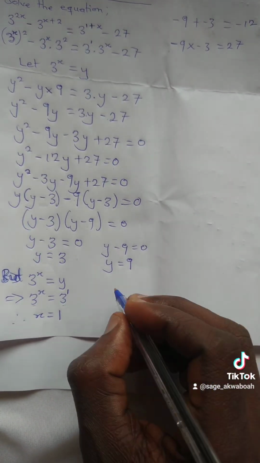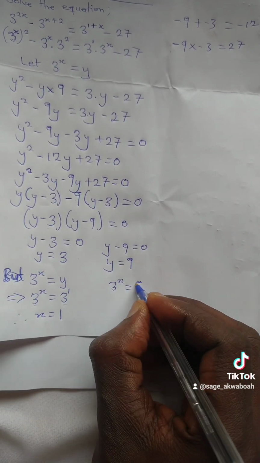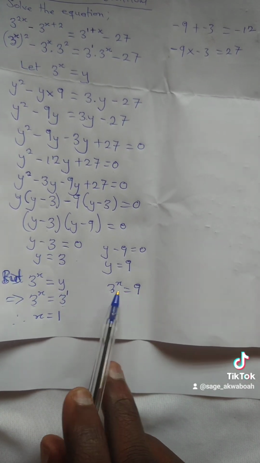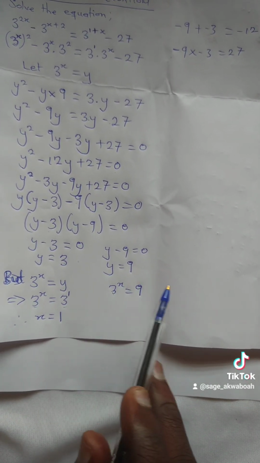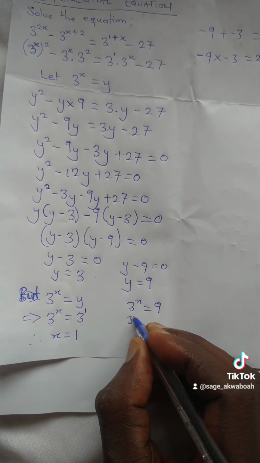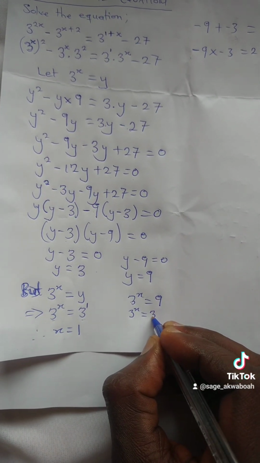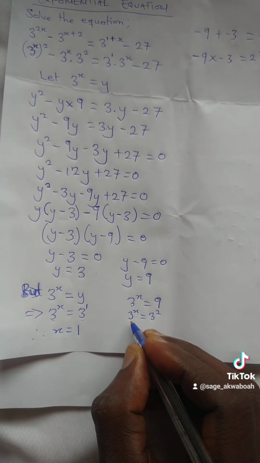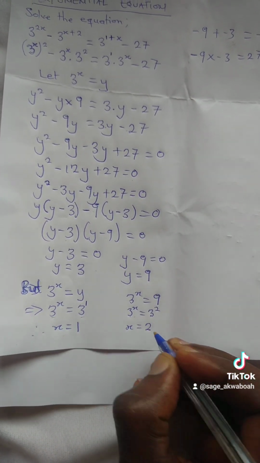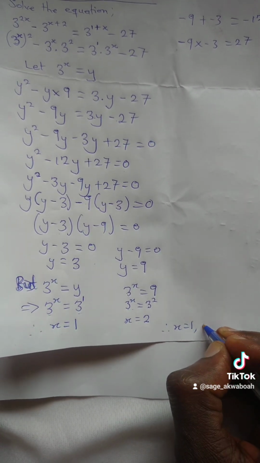And for the second part, we have 3 exponent x is equal to 9. We have to rewrite 9 in such a way that it has a base of 3 so that we can compare the powers. So 3 exponent x is equal to 3 squared. Because the bases are the same, we can now say x is equal to 2. So therefore, x is equal to 1 and then 2.